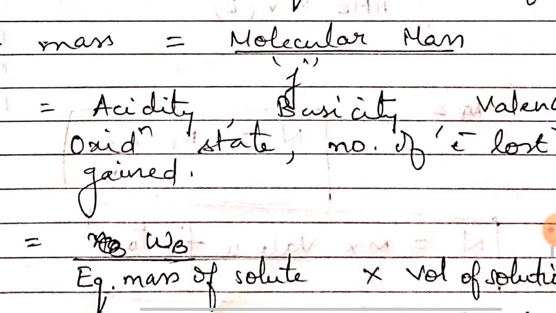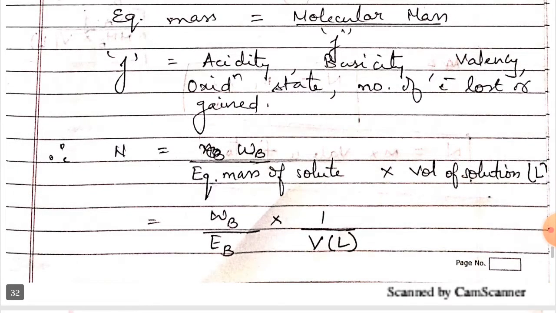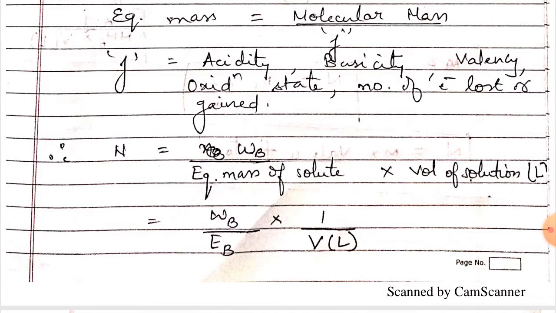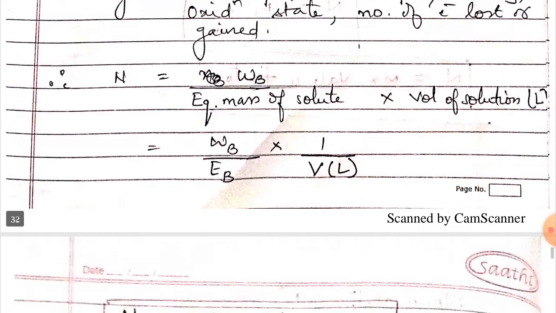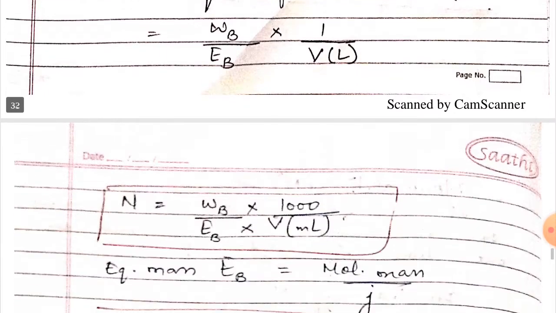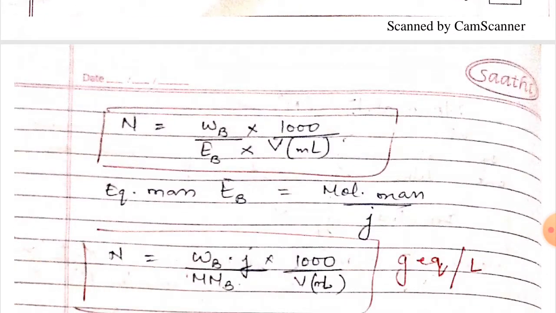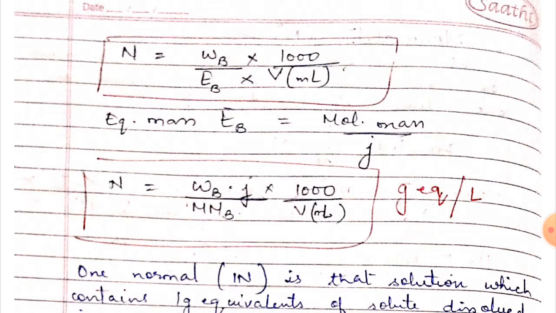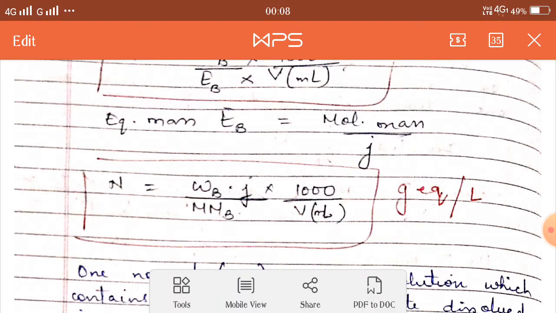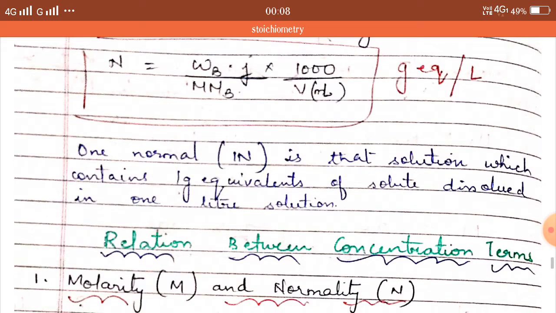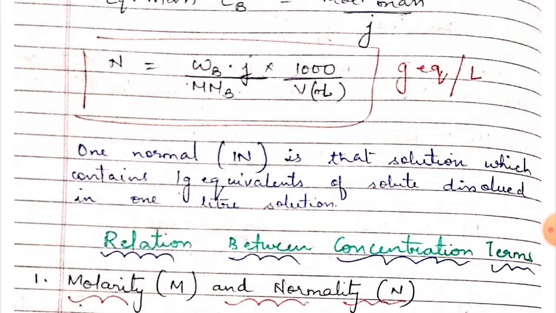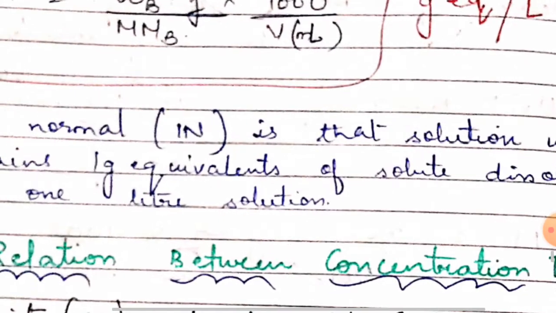It can be acidity, basicity, oxidation state, number of electrons lost or gained, and this we'll discuss later. Normality is WB, that is mass of solute, upon equivalent mass of solute into volume of solution in liter, that is WB upon EB into 1 upon V. And you can write WB upon EB into V in ml into 1000, and equivalent mass is molar mass by J. So normality is WB upon molecular mass into J into 1000 by V gram equivalent, and 1 normal is that solution which contains 1 gram equivalent of solute in 1 liter of solution.